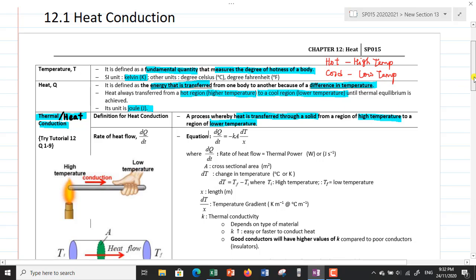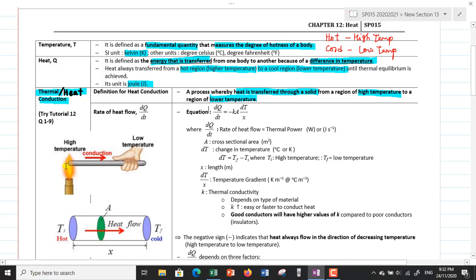You might refer to the figure below. For example, this one, I have a rod. I heated the rod at the left end, so it's at high temperature. The other end, the right end, I hold it, whereby the temperature is low. So there will be heat transferred through conduction from the high temperature to the low temperature, through a solid. That one we call heat conduction.